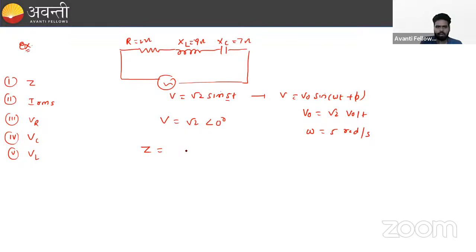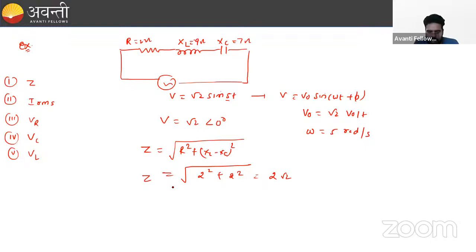We know that Z can be written as the square root of R square plus XL minus XC whole square. R square will become 2 square, and XL minus XC is 9 minus 7, that is 2 square, so this will become 2 root 2. So this is the value of Z, right?